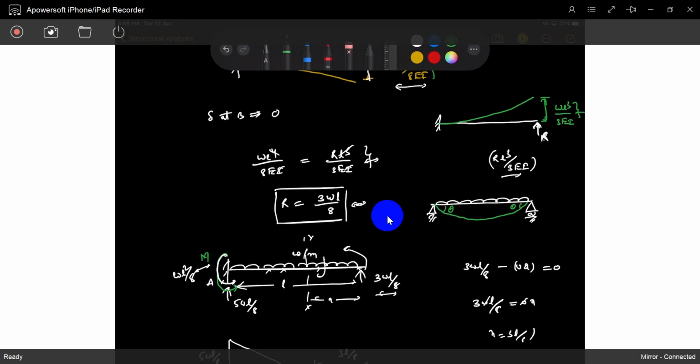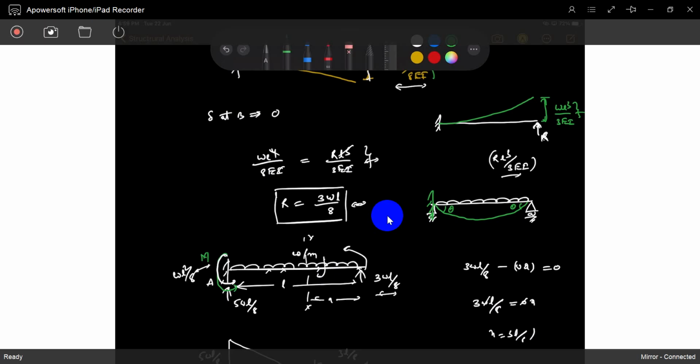If we provide a fixity here, that fixity means a bending moment is generated. That bending moment causes there to be no slope at all. So, understood? Which direction will it generate? It will generate in the direction that eliminates the deflection, that eliminates the rotation.